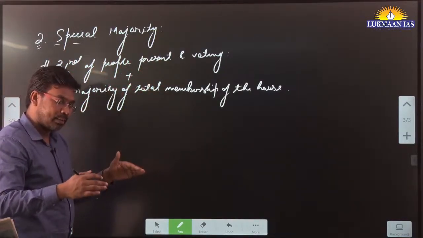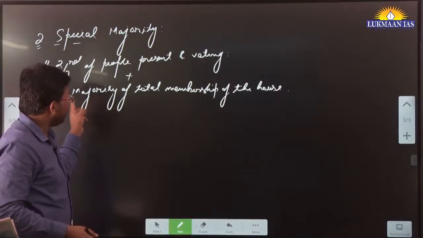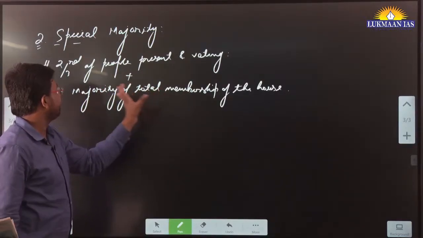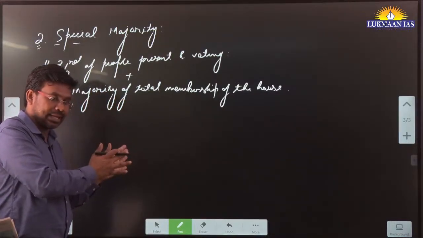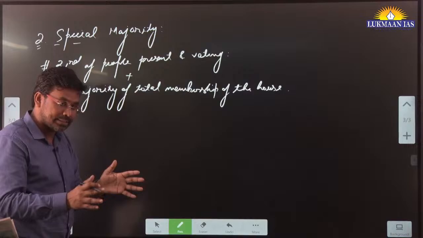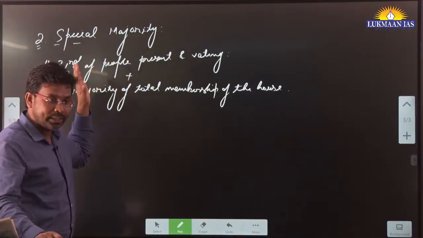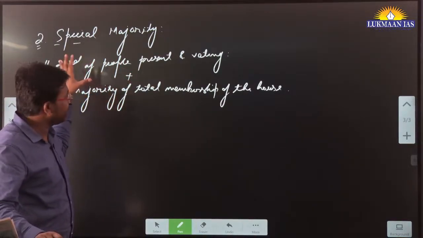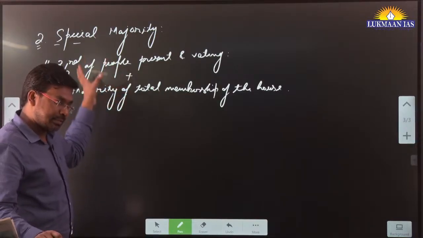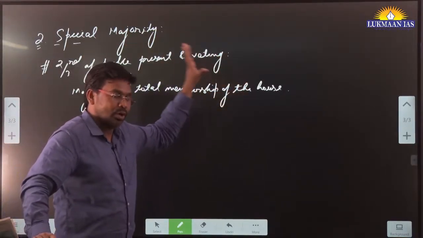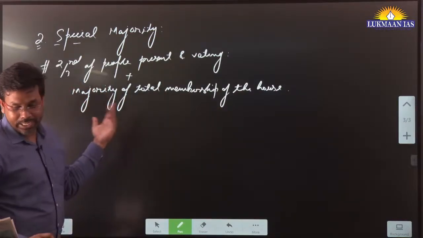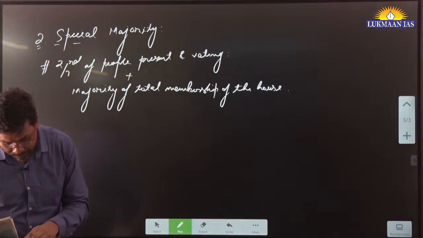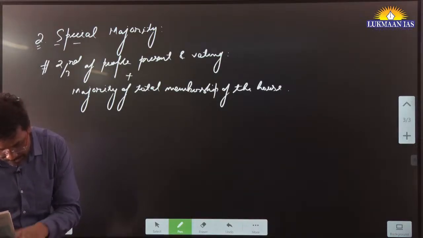people who are present and voting, and they should also constitute an absolute majority. Means at least half of the members should be present that day, and out of the members who are present, 2/3 should be voting in favor of it. Only then will it pass through that particular house. Similarly, it has to pass through the other house, and then it has to be ratified by the President of India. This way we can amend many things related to the Constitution.